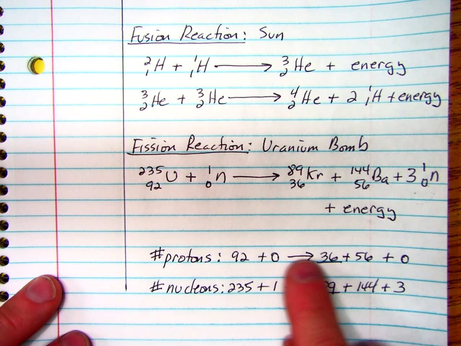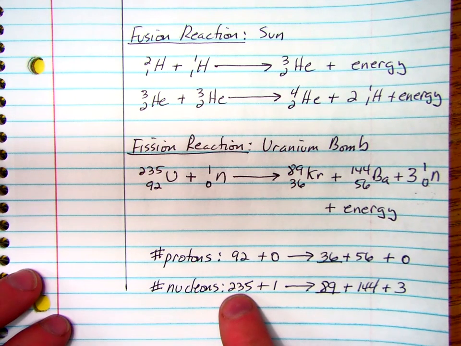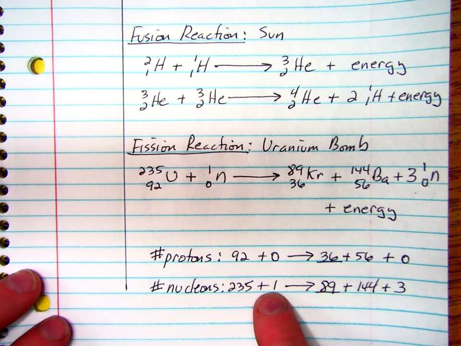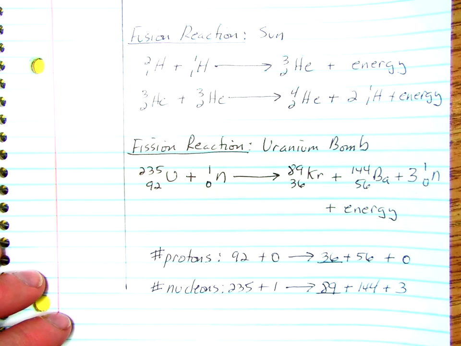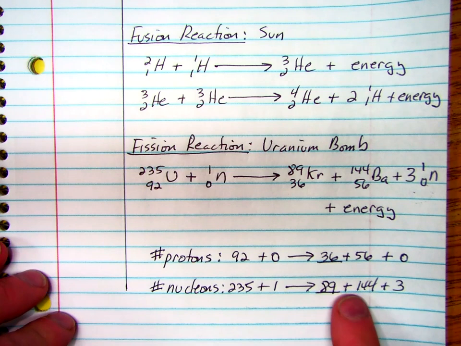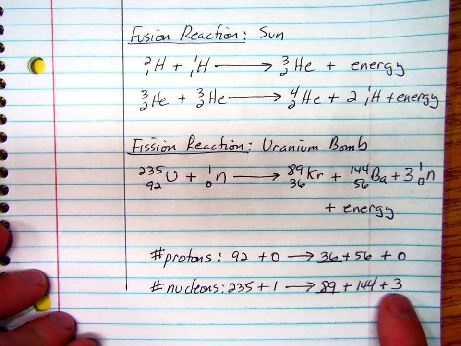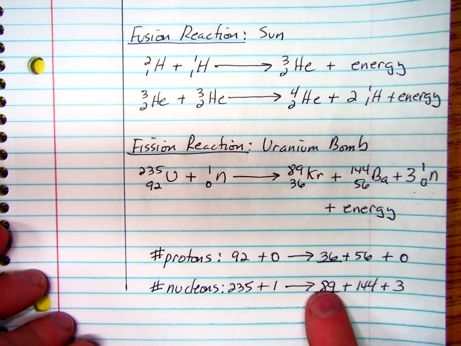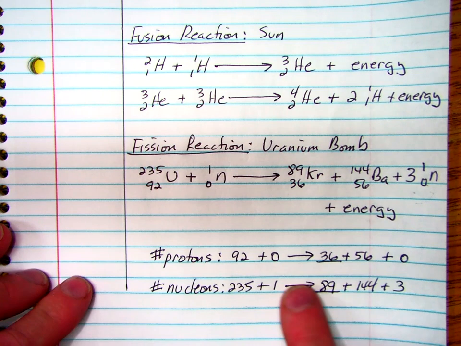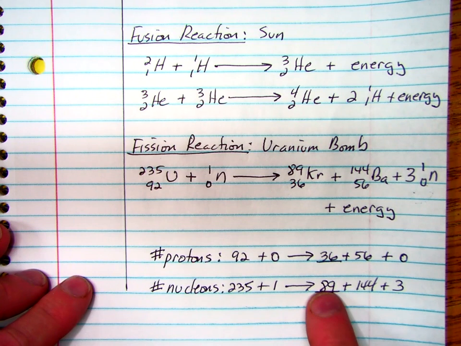Also, the nucleons balance. I have uranium-235, which has an atomic mass of 235, plus a neutron, which has an atomic mass of 1, gives me 236 nucleons. If I don't know the krypton, I know that barium has 144 nucleons, plus 3 neutrons is 147. The difference between these two is the number of nucleons in krypton. So 236 minus 147 gives me 89. Okay.